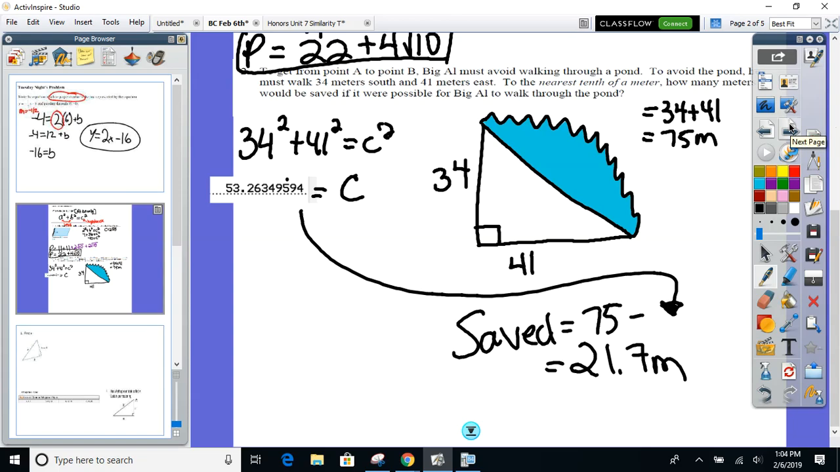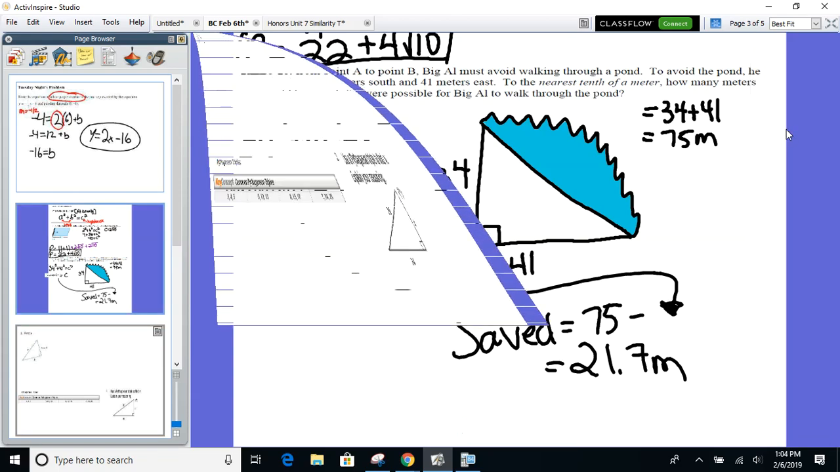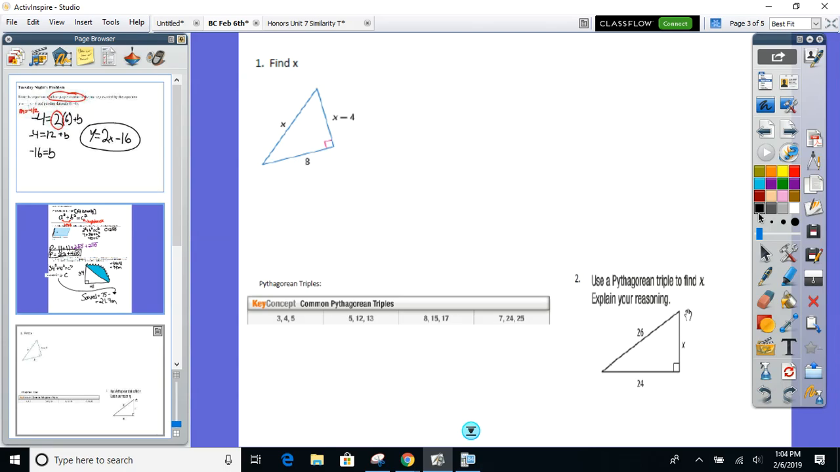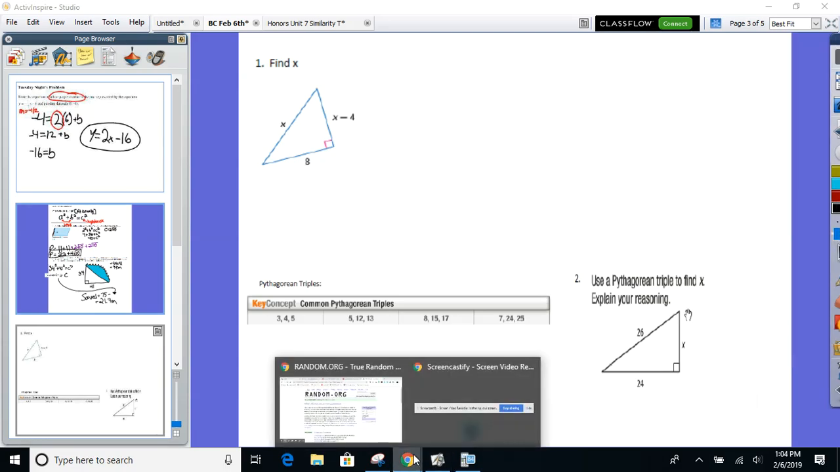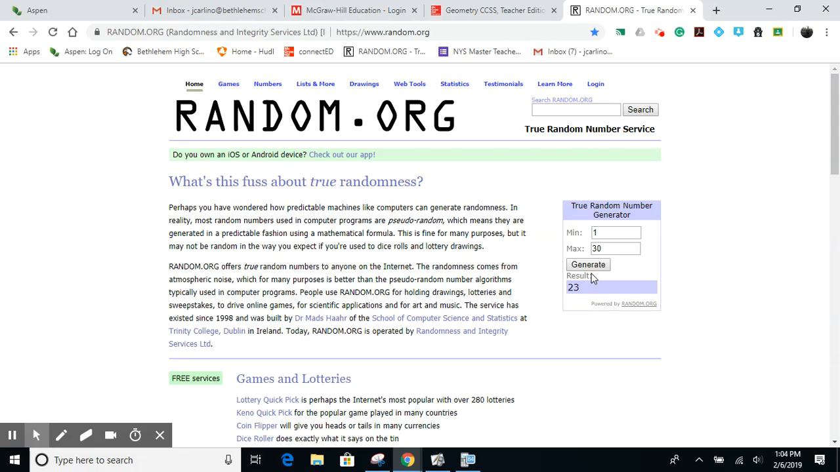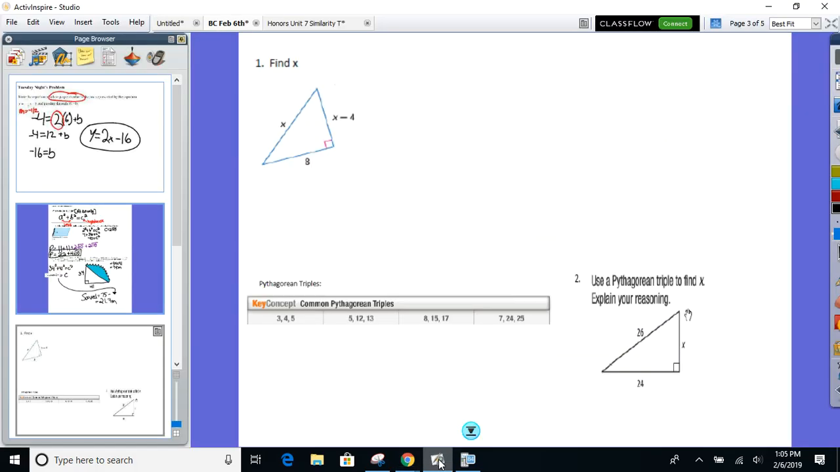Here we go. One more Pythag for you. All right, little setup here. Help me set this one up. I have a right triangle. I know three of the sides. Let's roll. Help me set this one up. 8 squared. Yep. Plus, in parentheses, x minus 4. Thank you for the parentheses. Yep. Equals x squared. Thank you.